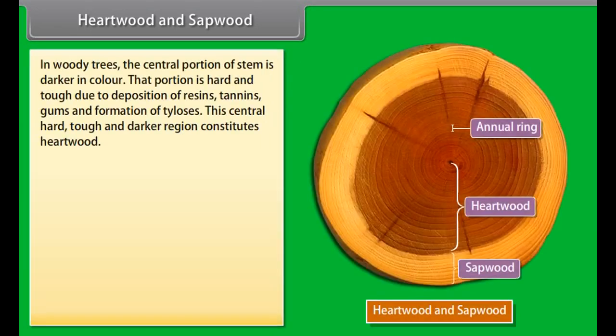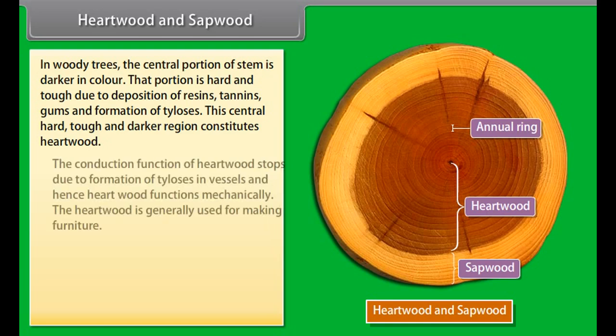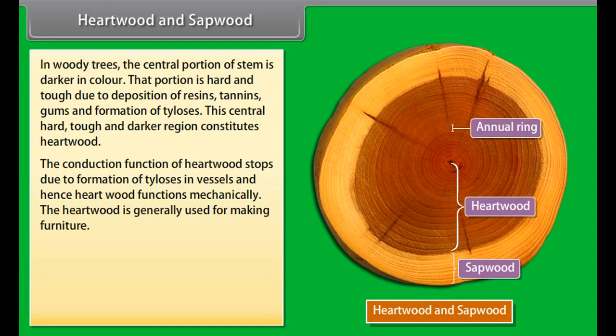Heartwood and sapwood. In woody trees, the central portion of stem is darker in color. That portion is hard and tough due to deposition of resins, tannins, gums, and formation of tyloses. This central hard, tough, and darker region constitutes heartwood. The conduction function of heartwood stops due to formation of tyloses in vessels, and hence heartwood functions mechanically. The heartwood is generally used for making furniture.